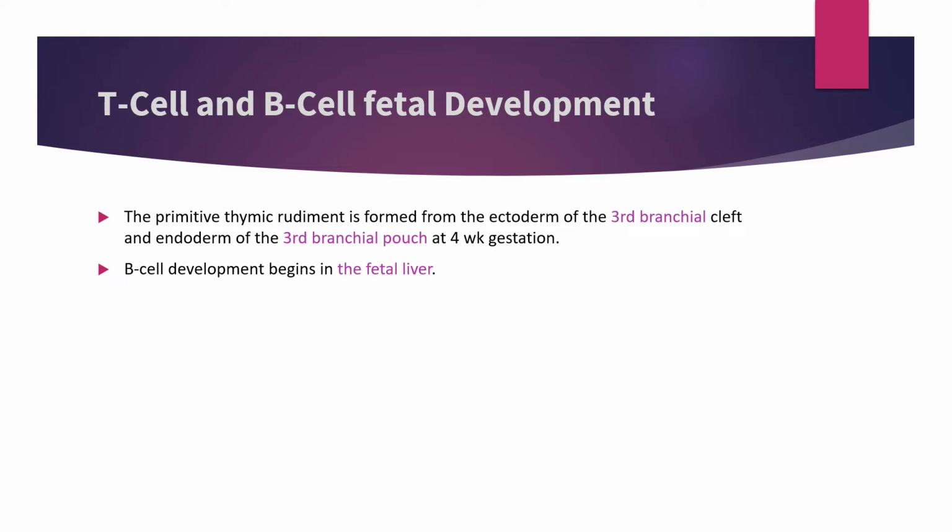So T cell and B cell fetal development. The primitive thymic rudiment is formed from the ectoderm of the third branchial cleft and endoderm of the third branchial pouch at 4-week gestation. B cell development begins in the fetal liver.